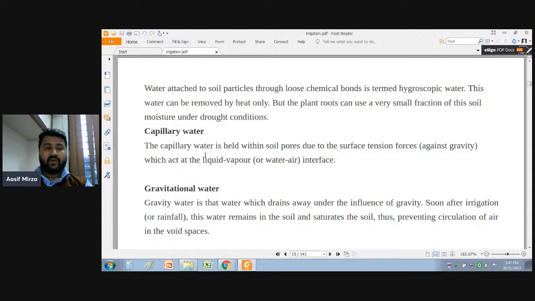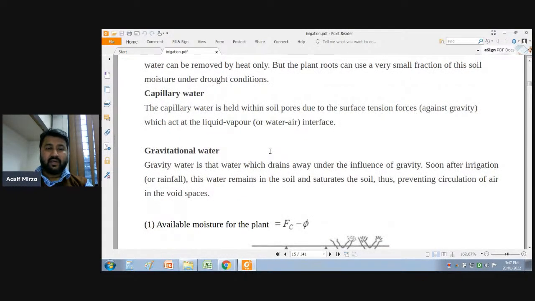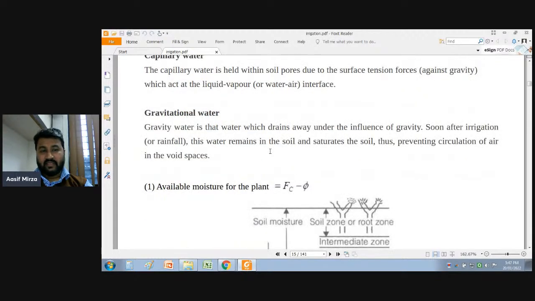Now, the capillary water is held within soil pores due to surface tension forces against gravity, which act at the liquid vapor or water-air interface. Now, gravitational water is that water which drains away under the influence of gravity. Soon after irrigation or rainfall, the water remains in the soil and structure of the soil saturates the soil, thus preventing circulation of the air in the void space.